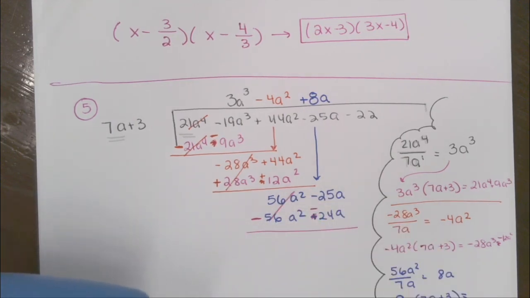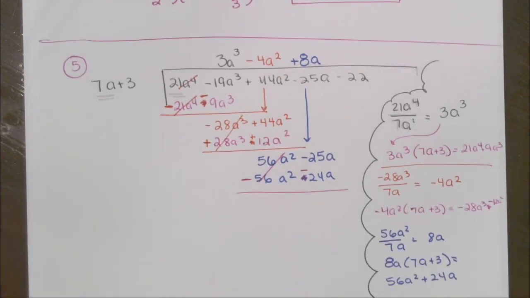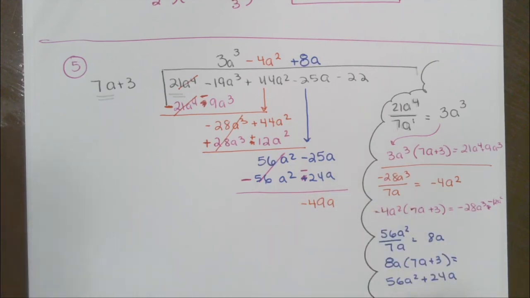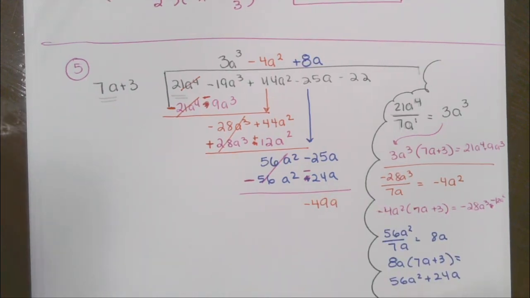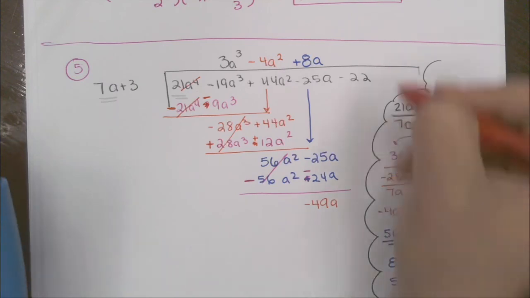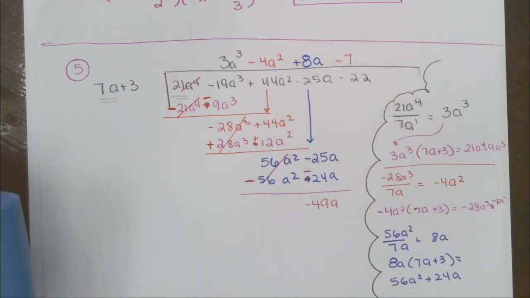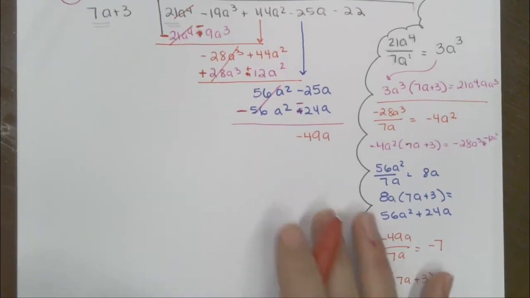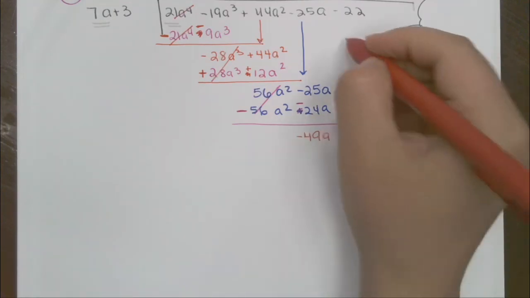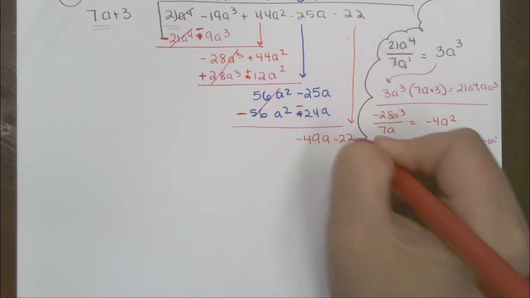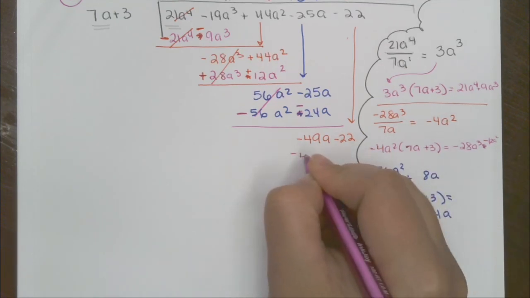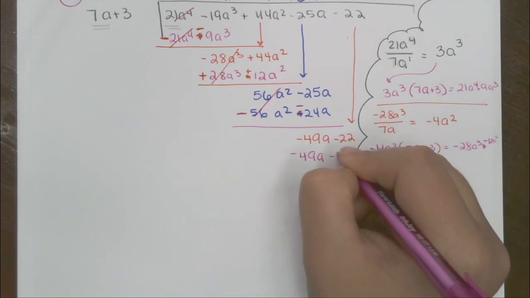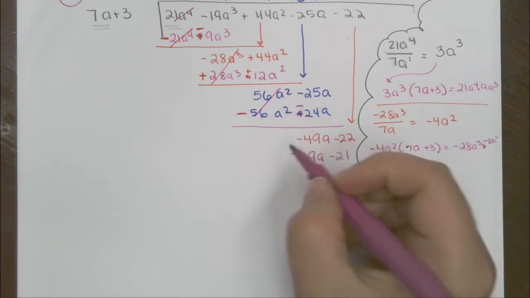Am I still good? Even though my numbers are getting large? Okay. Thank you for that. I get negative 49a. Negative 49a divided by 7a, I get negative 7. Negative 7, writing it on top, times 7a minus, just kidding, plus 3. Running out of space, I'm writing it all the way down below. I get negative, forgot to bring down that negative 22. So I get negative 49a. 7 times 3 is 21.